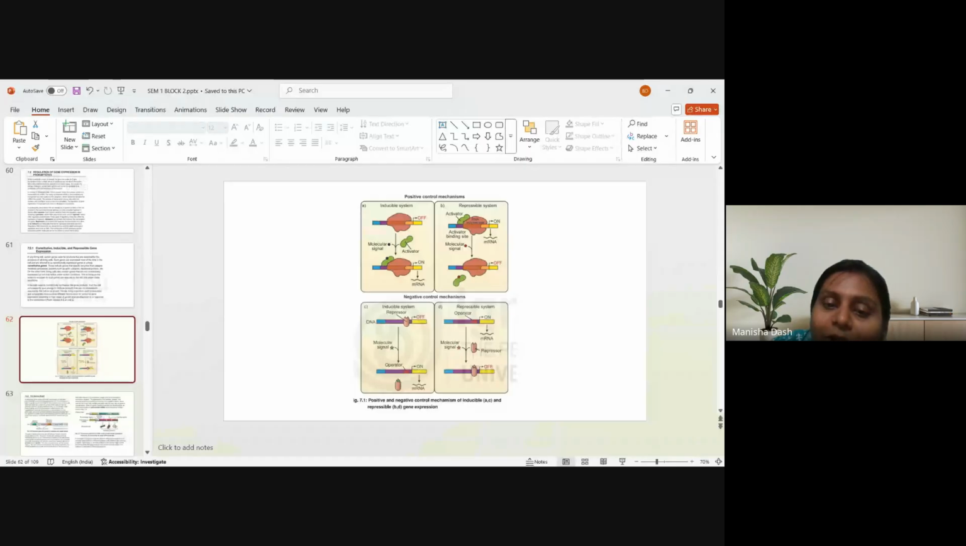Yes, it will control the gene expression. Whether the gene will be expressed or not expressed, that is dependent upon the regulatory mechanism. Like here, as we saw, the RNA interference is suppressing the gene expression. It does not allow the gene to be expressed.